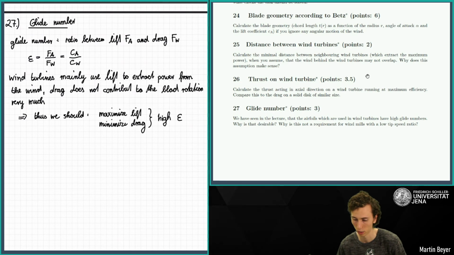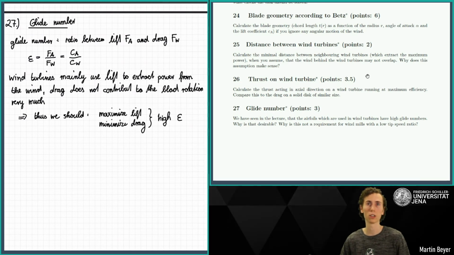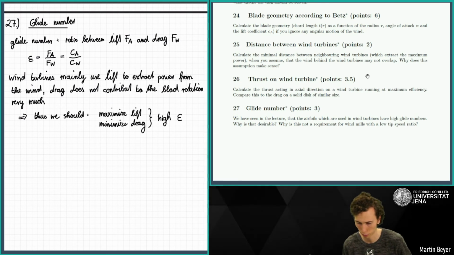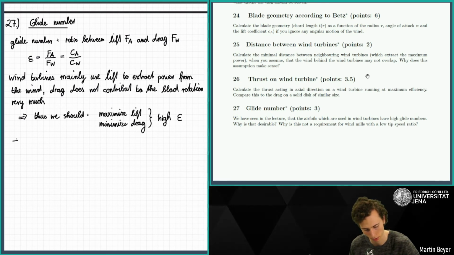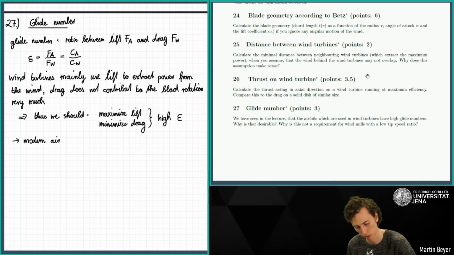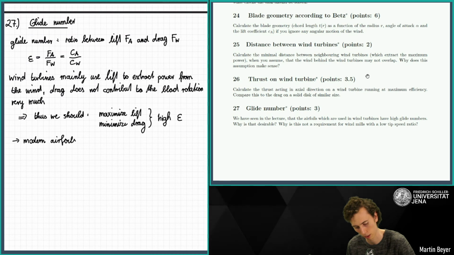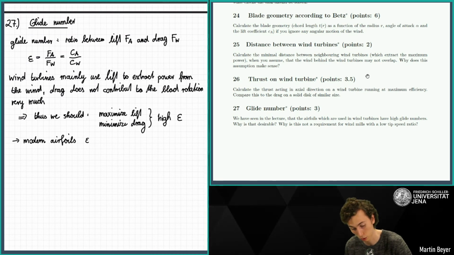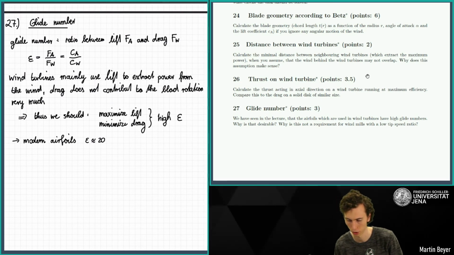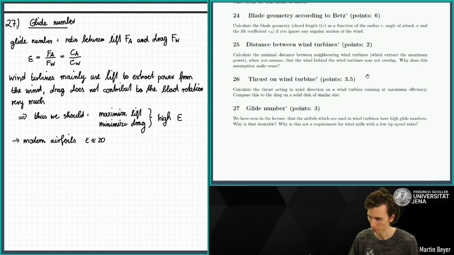Okay, so compare this to modern airfoils. Modern airfoils or rotor blades have glide numbers of about 200. So the lift coefficient is 200 times larger than the drag coefficient.